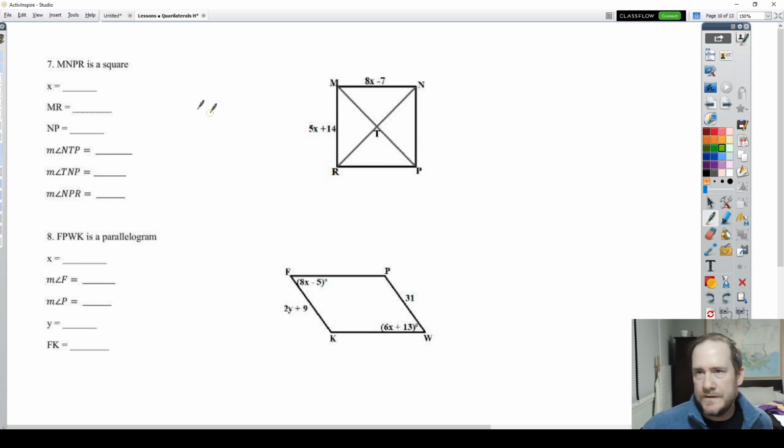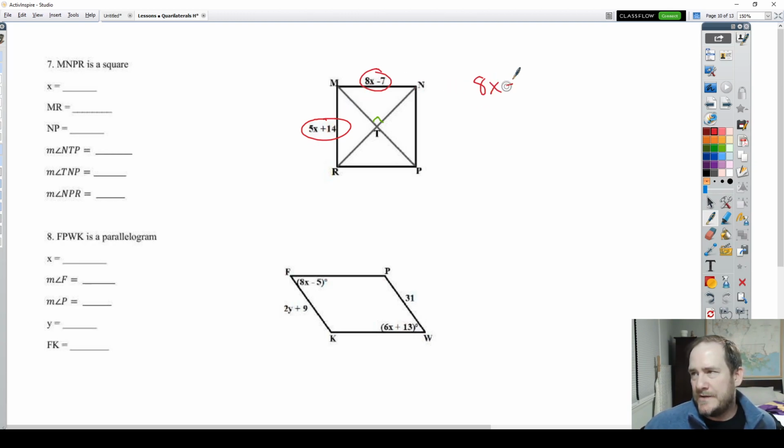7 says it's a square, MNPR. So if we're a square, then opposite sides are congruent. All the sides are congruent. Diagonals are perpendicular. Diagonals cut each other in half. All that good stuff. So when they say solve for x, you know that these two are just congruent. We're a square, all sides are congruent.